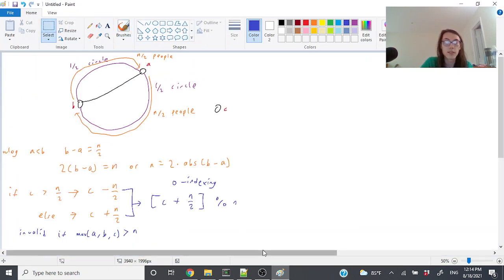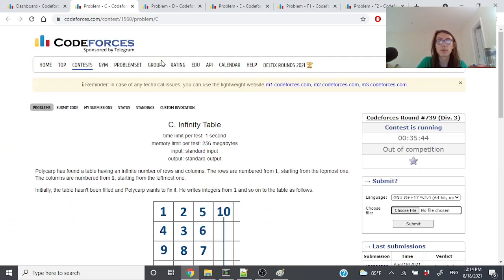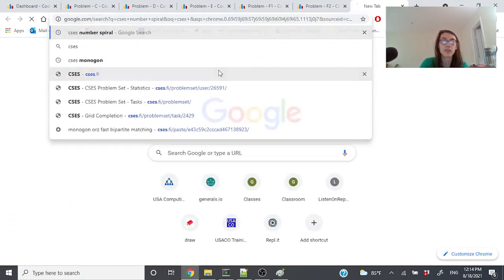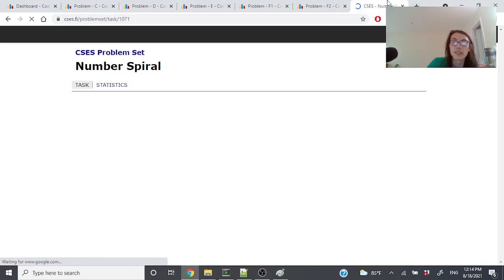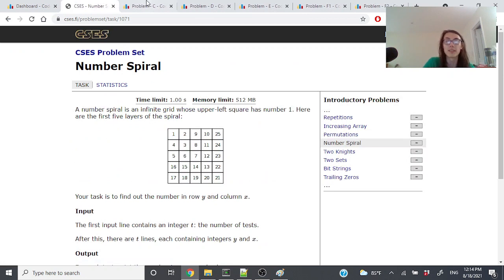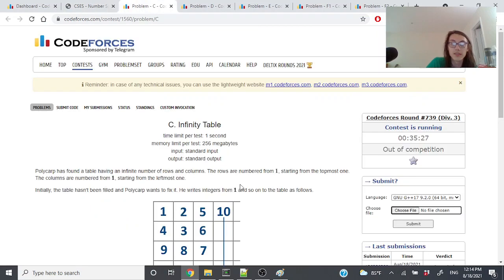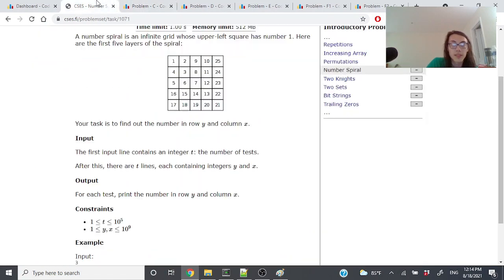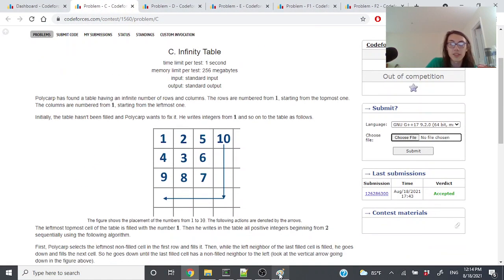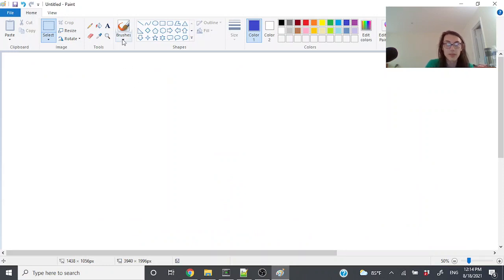So c is like, there's this problem called Number Spiral from a site called CSES, and it's almost exactly the same. You have this spiral pattern. Actually, it's kind of reversed. That one gives you the coordinates and you have to print the number. This gives you the number and you have to print the coordinates, but it's the same kind of logic. So the way this works is, we're going to divide it into squares.